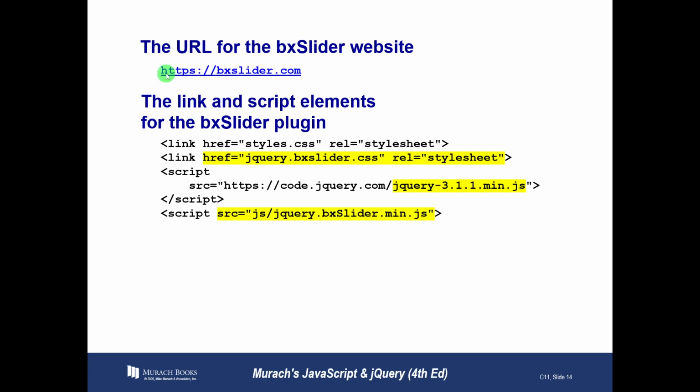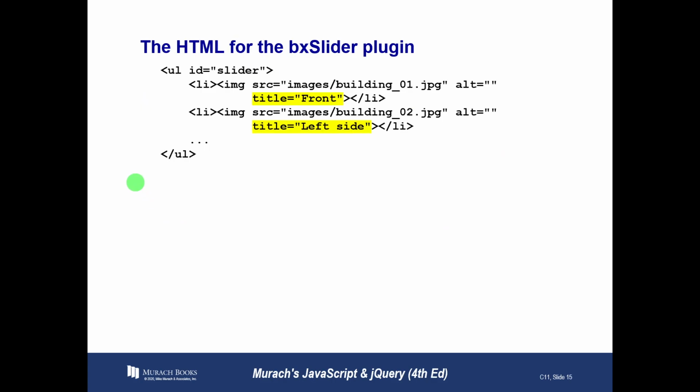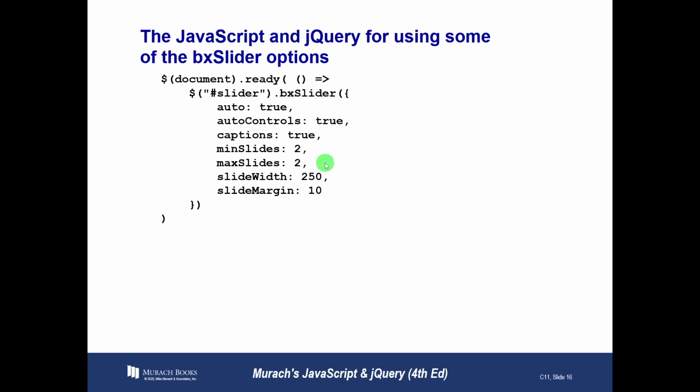So the box slider website is located here. Again, this one has a style sheet that needs to be loaded at the top. You would see that in their documentation. It also has a script that has to be loaded after jQuery in order to get this plugin to work. Okay. And in this case, the box slider uses another unordered list, and each list item has an image. There we go, building 1 and building 2, and it has titles. Okay, and here's the jQuery that would do this. We look for that unordered list called slider, and we're going to run box slider on it.